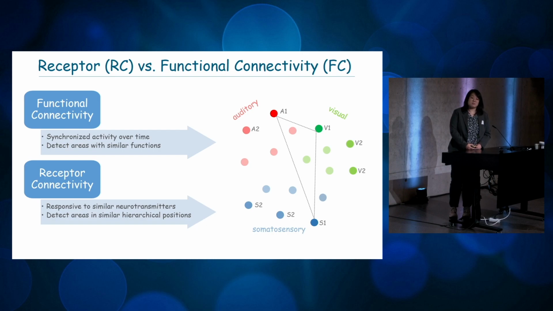We found the primary sensory, primary visual areas, have relatively unique receptor fingerprints since they receive less information from other cortical areas. But the association areas have relatively general and similar receptor fingerprints since they exchange information more intensively.